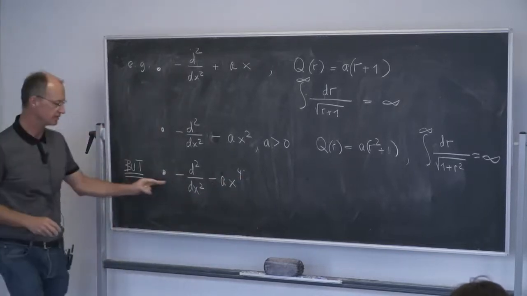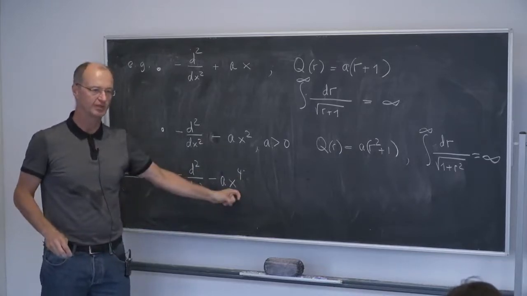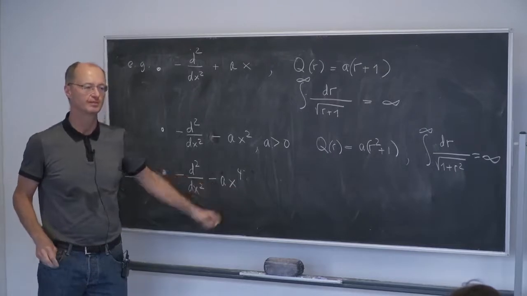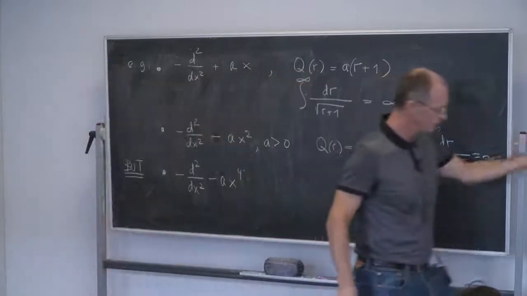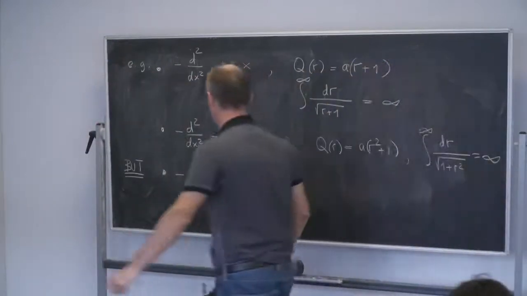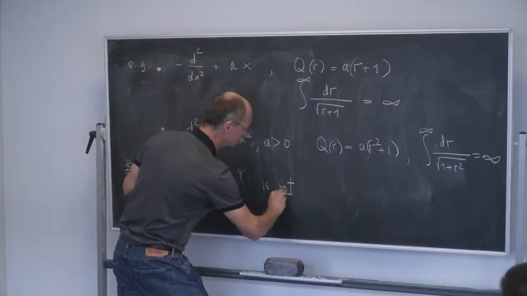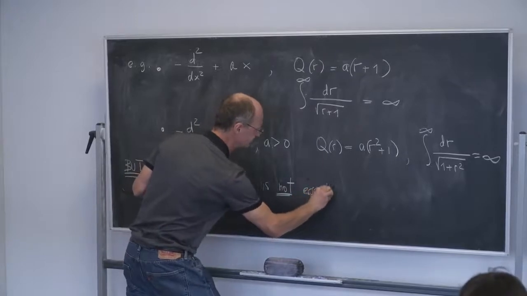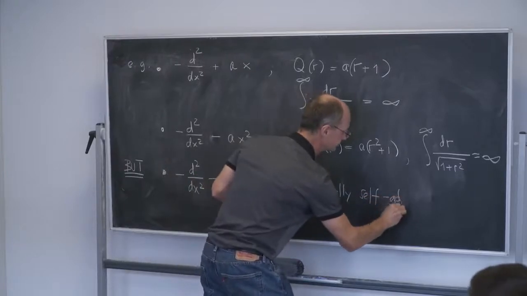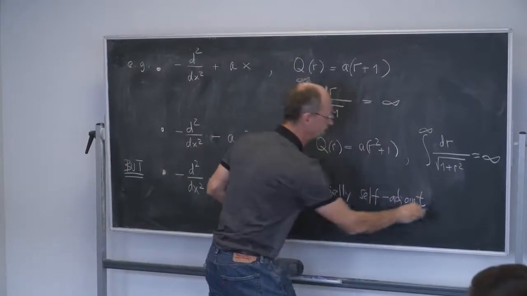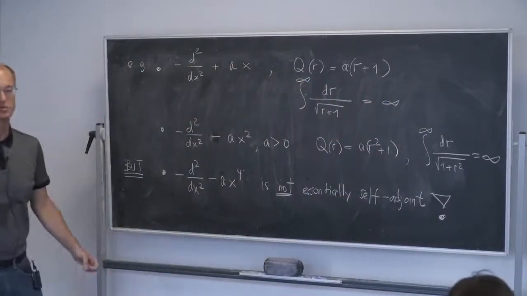So let's increase the degree. So I have this inverted potential, but now it falls as x to the fourth. So we don't satisfy this condition, so we cannot conclude it's self-adjoint. But actually, it is not essentially self-adjoint. And later in the course, we'll see some reasons why.